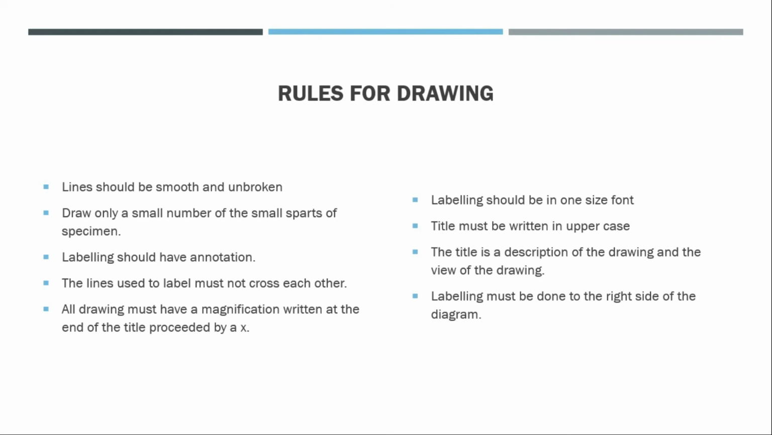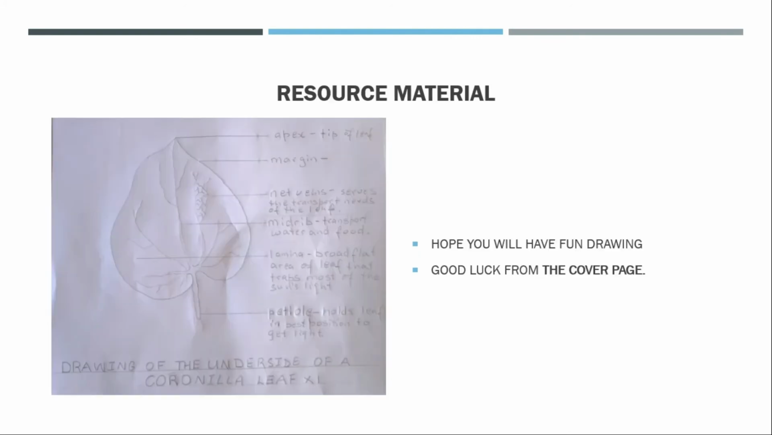And then at the end of this, you are going to have x2, meaning that my drawing is 2 times the size of the original dicot leaf. Labeling must be done to the right side of your drawing.